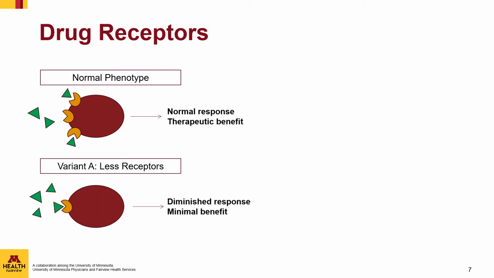A hypothetical variant, which we will refer to as variant A, results in fewer receptors specific to this medication. In this case, we would expect a patient to have a diminished response compared to patients with the normal phenotype. Depending on the extent to which the receptors are reduced with this variant, the patient may experience minimal benefit from this medication.